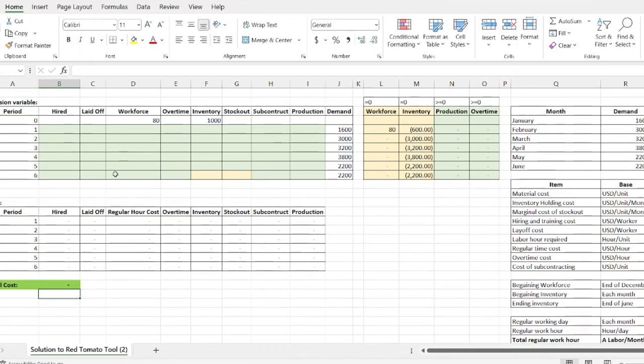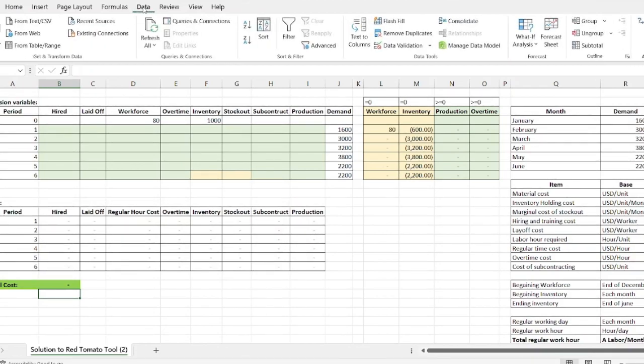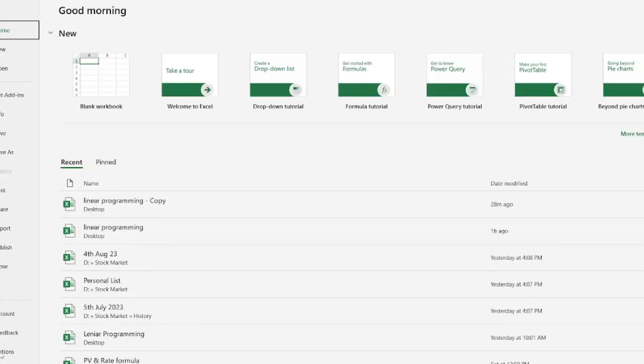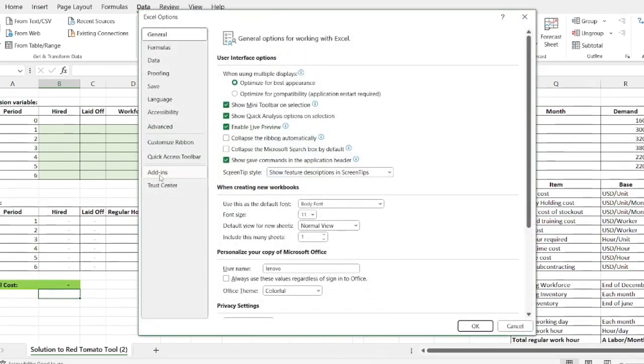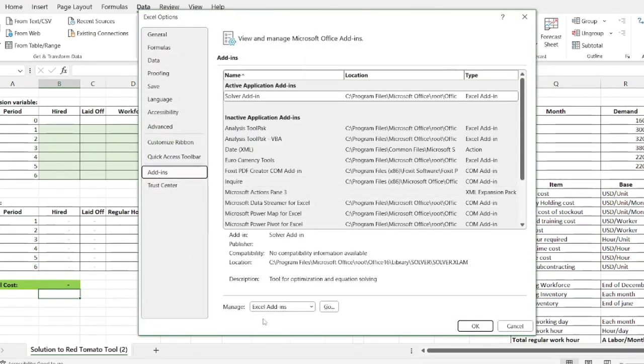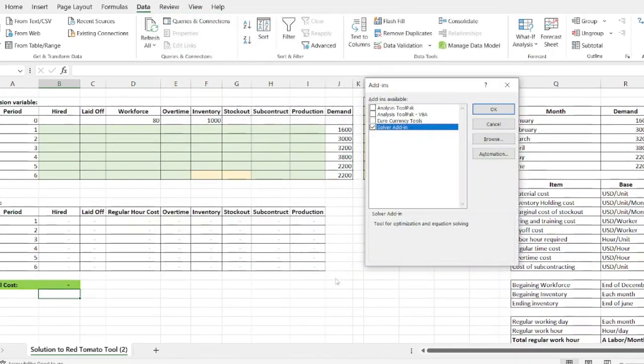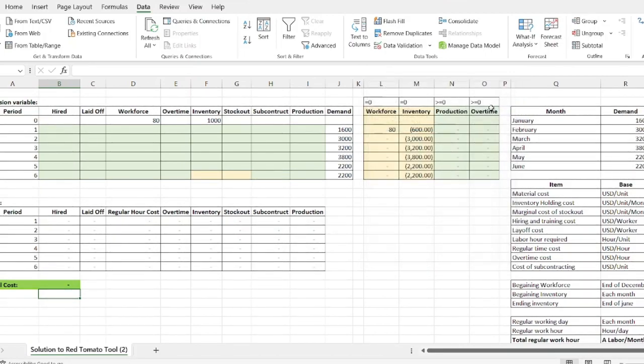To go to solver, you need to go to the Data tab. Here is the solver. If you do not have this solver, don't worry. Let me show you how to find it. This is an add-in which comes with Excel, but it is not pre-activated. So you have to go to File, then Options, Add-ins. For Excel add-ins, go there. You see, this is the Solver add-in. I have it ticked. Maybe you do not have it ticked, so tick it and press OK. Then you will have the solver here.